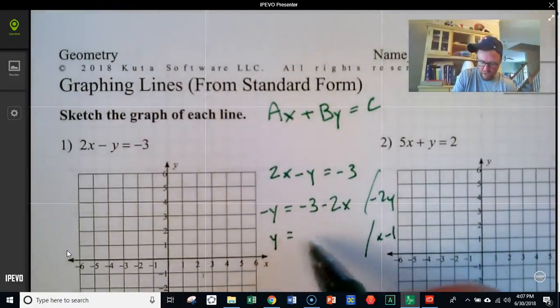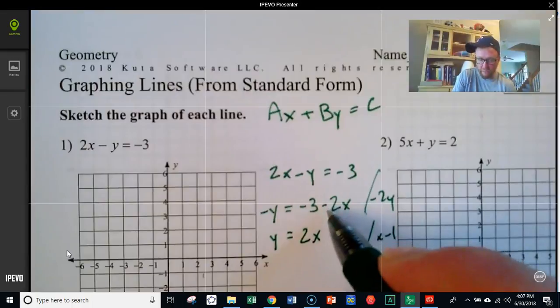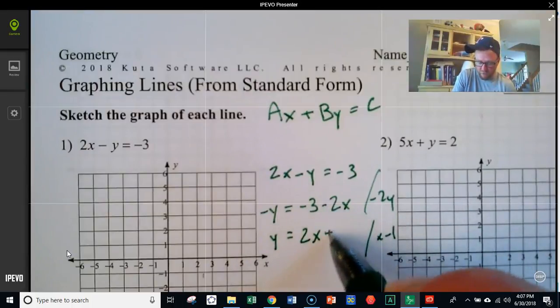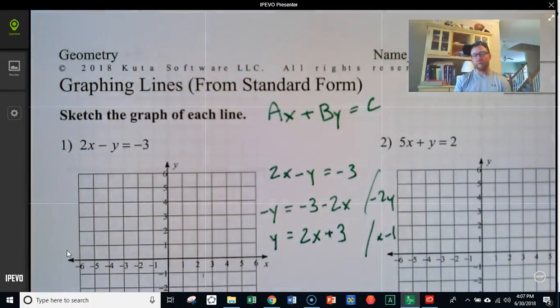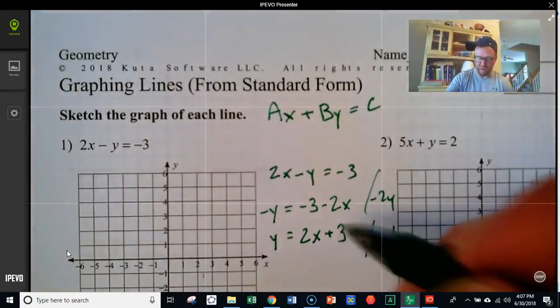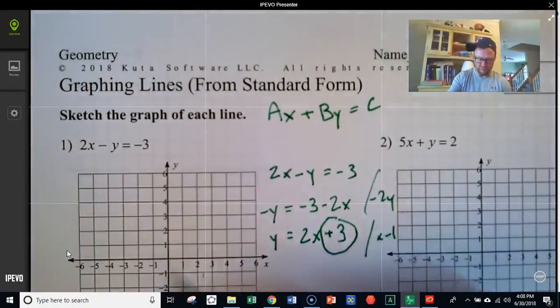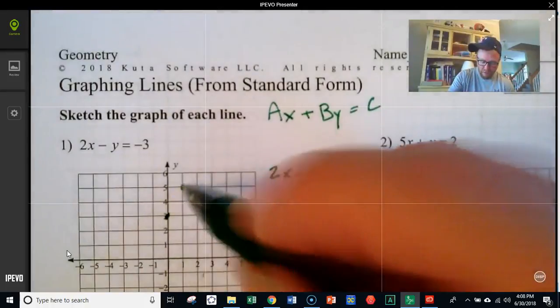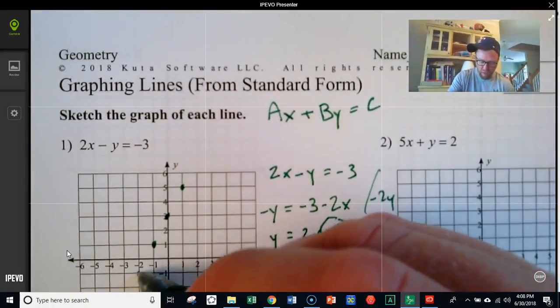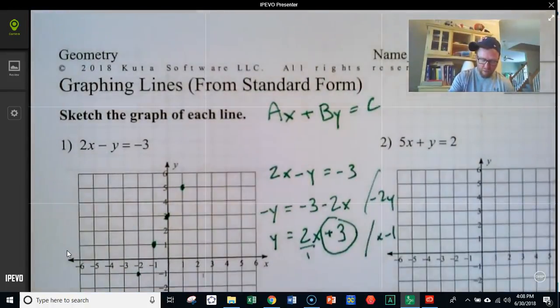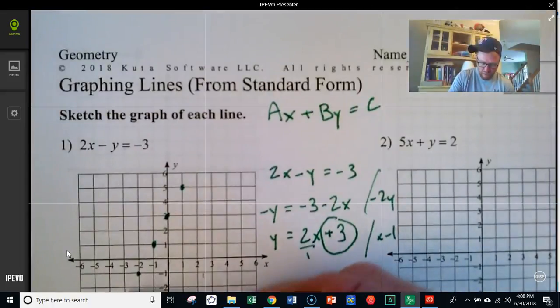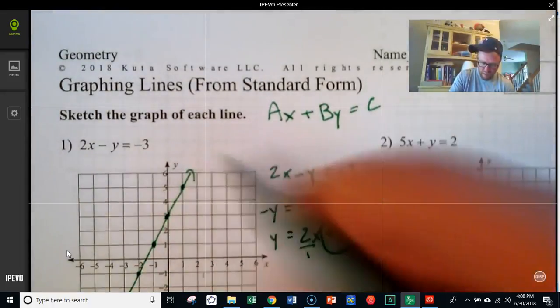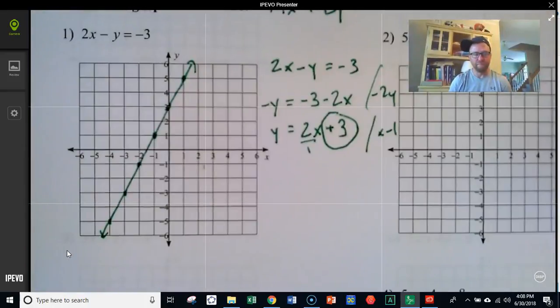So we end up with y equals, and I'm going to put the 2x over here, and it becomes positive, and this negative 3 also becomes positive. So y equals 2x plus 3. So now I know that the y-intercept is 3, and I can graph that pretty easily, and the slope is 2, or 2 over 1. So that's pretty easy to graph as well. And there we are.